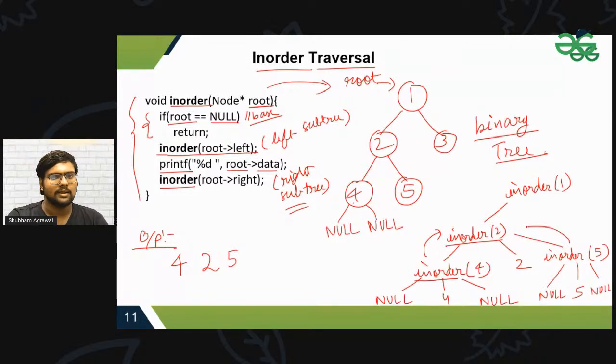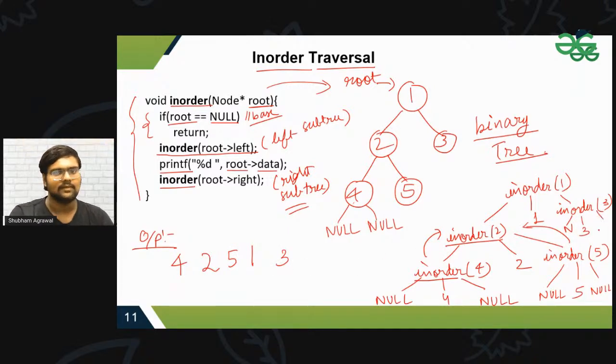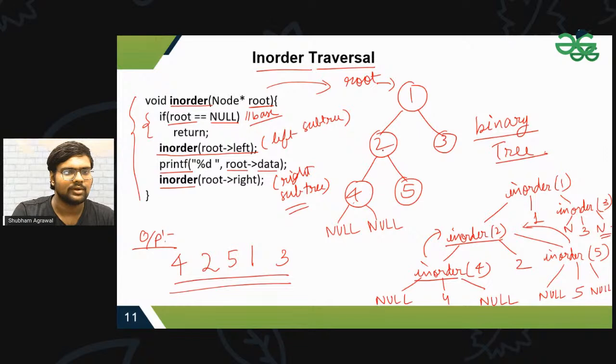Now we will call inorder of 1, so first we will print the data. So here data 1 will be printed, and then inorder of 3 is called. Inorder of 3 will call null, and then it will print data, so 3 will be printed, and then it will call null. So this will be the output of our code: 4 2 5 1 3. So this is the inorder traversal of this tree.